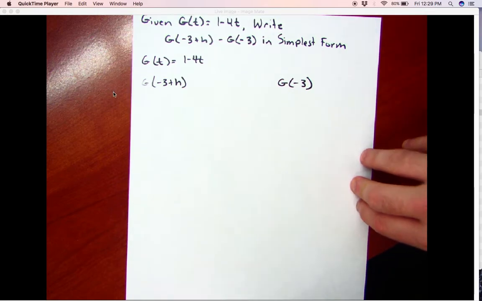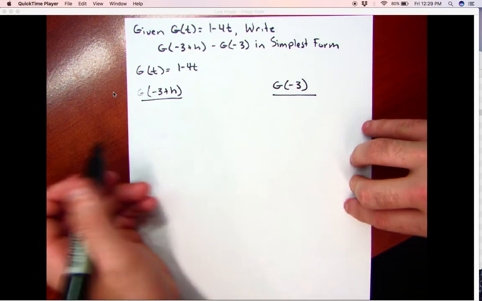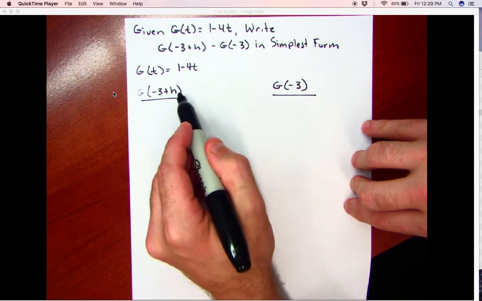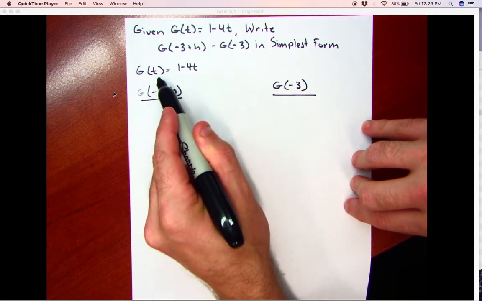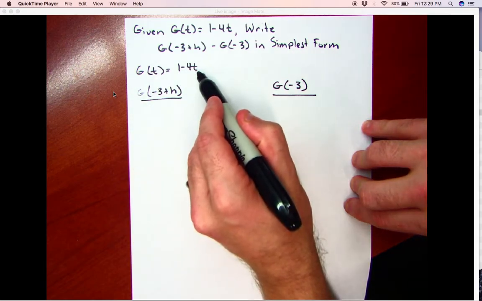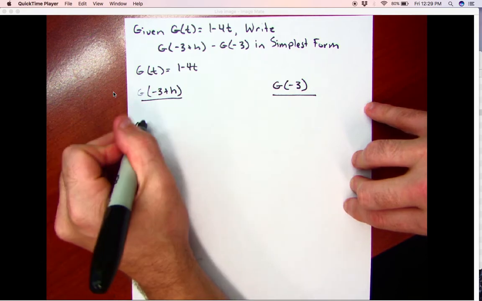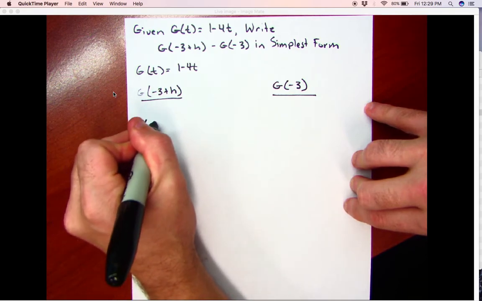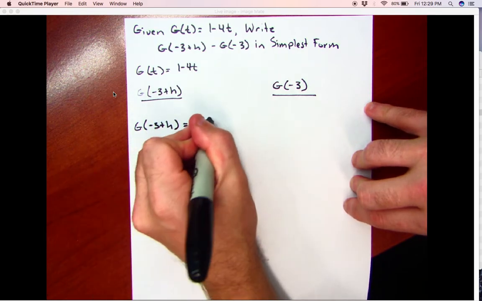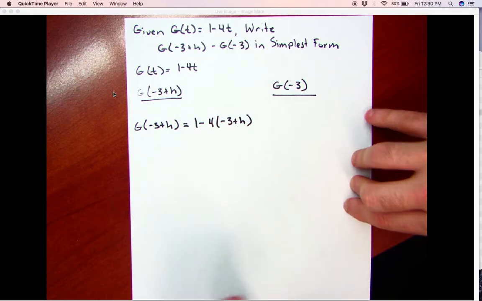Okay? So to do g of negative 3 plus h, we have to put in negative 3 plus h for every t in our original function. So basically the negative 3 plus h is going to go in for this little t right here. So when we do our plugging and chugging, we have g of negative 3 plus h equals 1 minus 4 times negative 3 plus h.